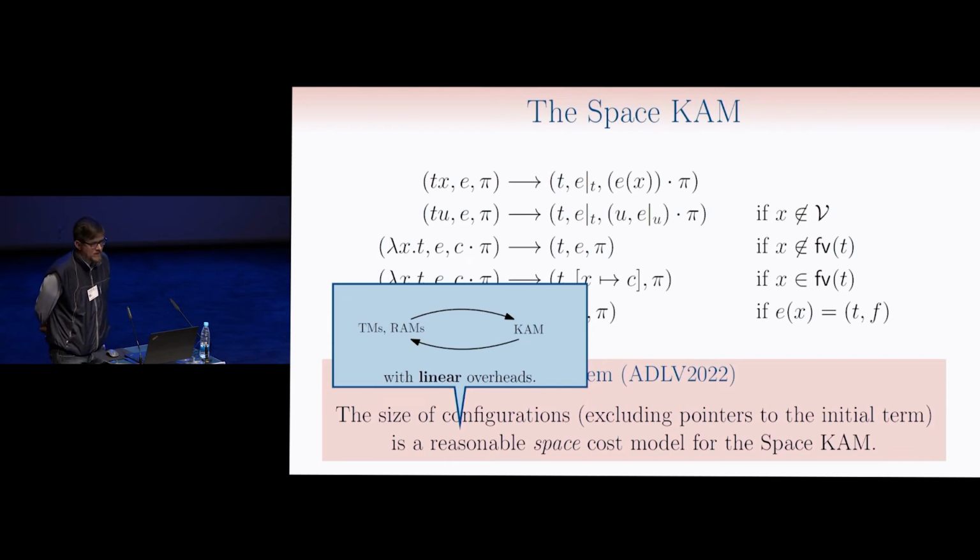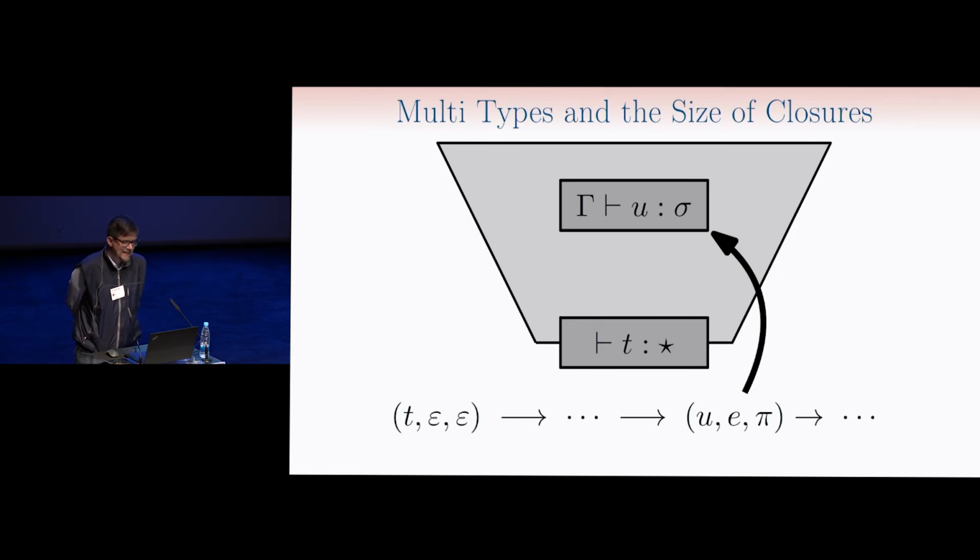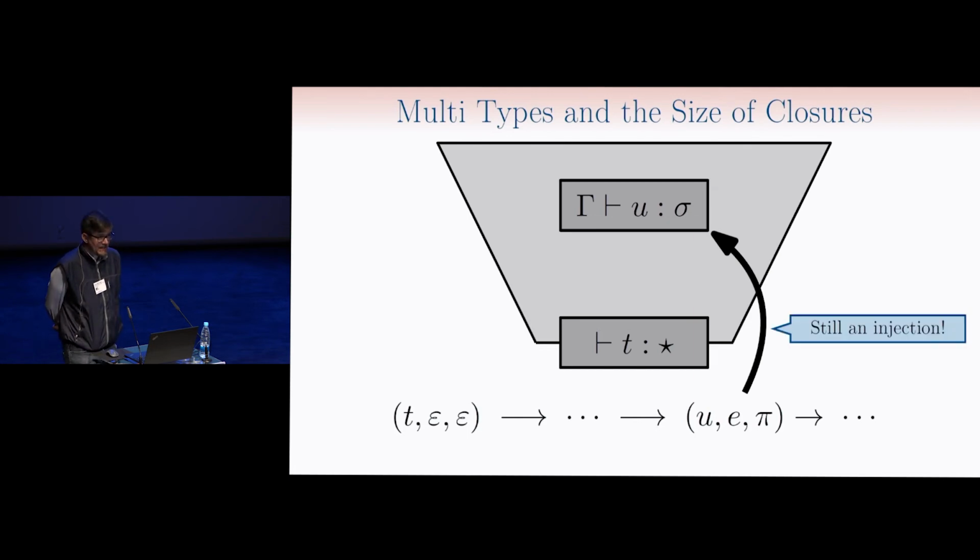In this work, what we did was to reflect the space behavior of the Space KAM, which is reasonable, into types. So from the point of view of complexity, it makes sense. So we still have these pictures if we work with the multi-types. The correspondence is still an injection.